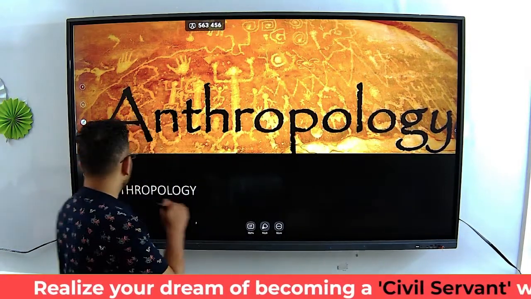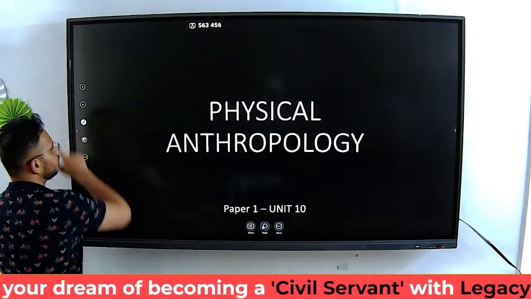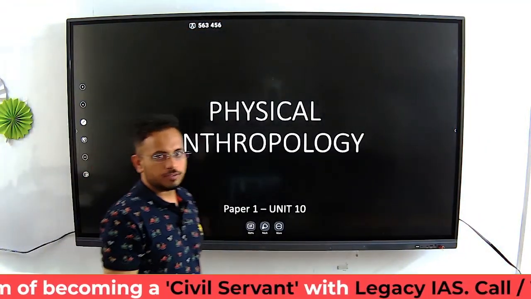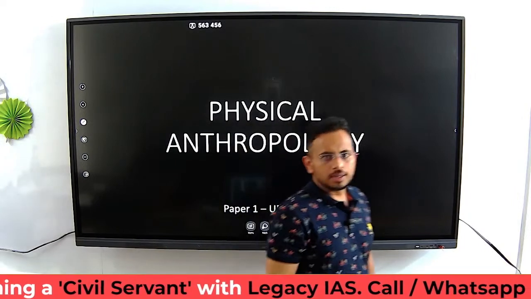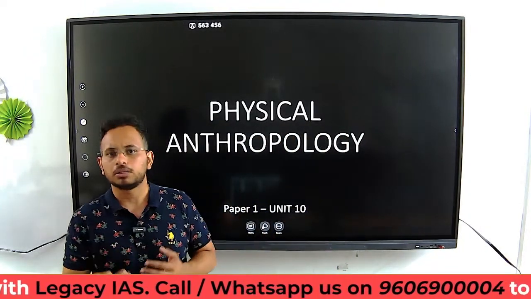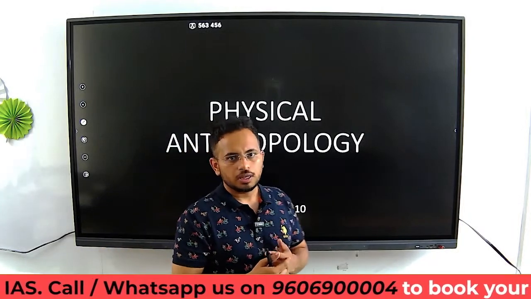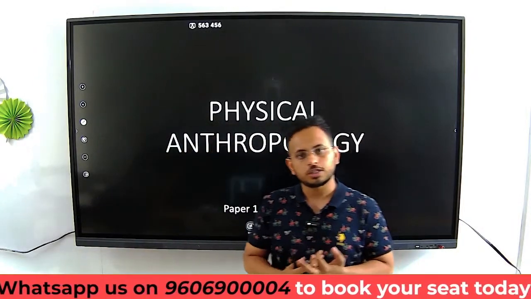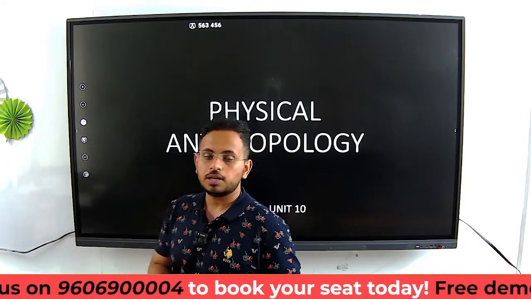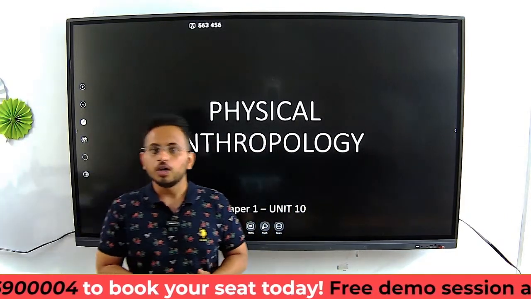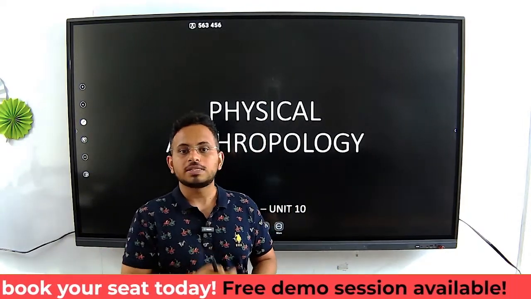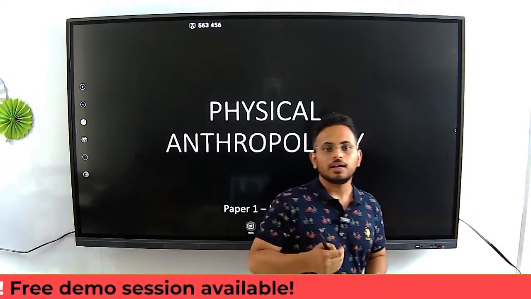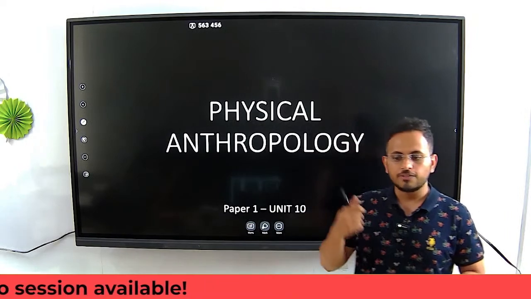Clear? So what we are discussing is a part of physical anthropology. As you all know, the anthropology paper 1 syllabus has been split into multiple parts. You have archaeological anthropology in unit 1. You have sociological, socio-cultural anthropology from unit 2 to unit 5. Unit 6, you have theories. Unit 7 and 8 are the linguistic parts in anthropology. Unit 9, 10, 11, 12 deal with physical anthropology.